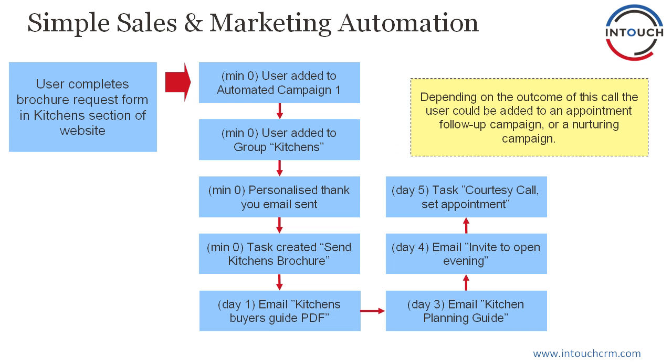In this example, a user completes a brochure request from the kitchen section of the website. This adds them into a linear automated campaign that has a series of actions. They are segmented into a group. They are sent emails, and tasks are created in the system for the team members to action, like sending a brochure or calling to make an appointment.